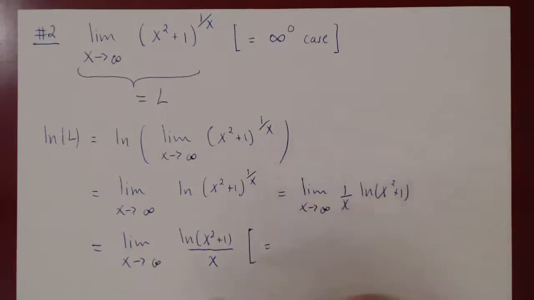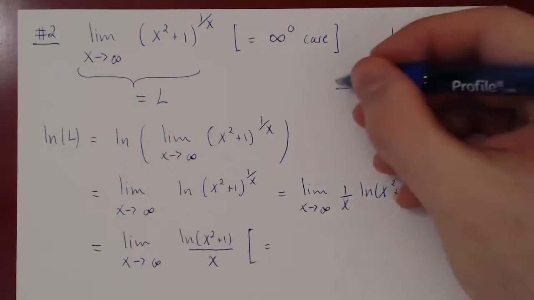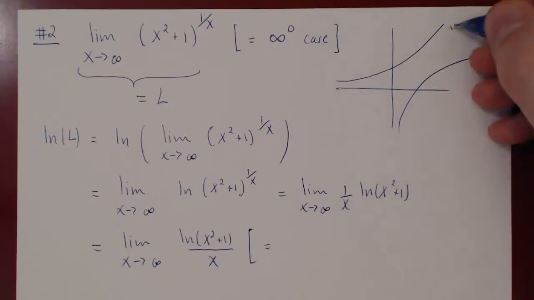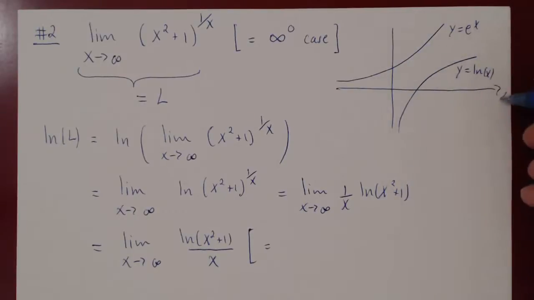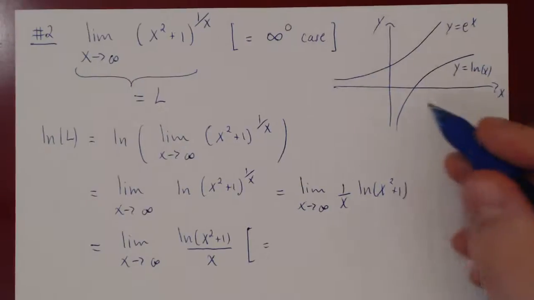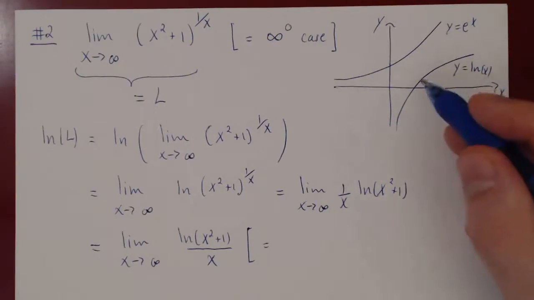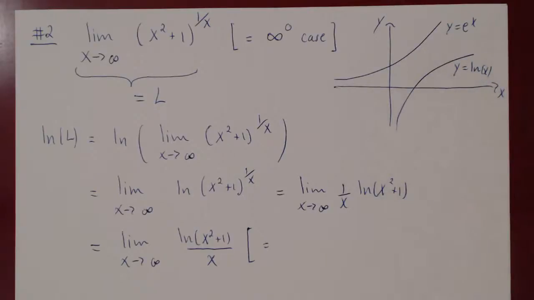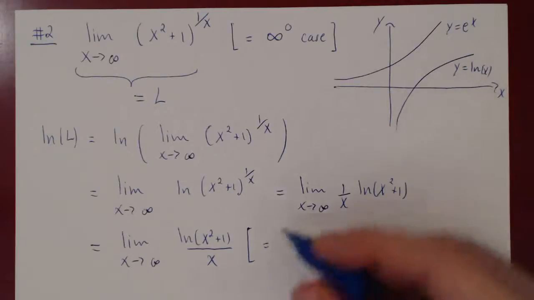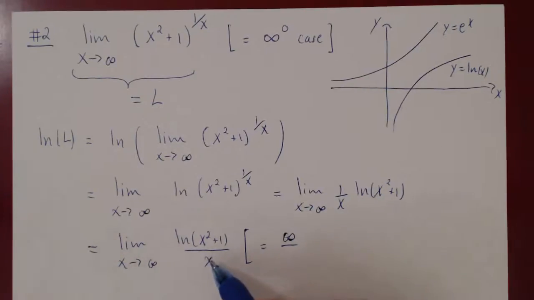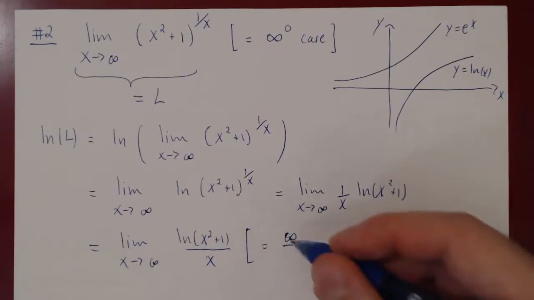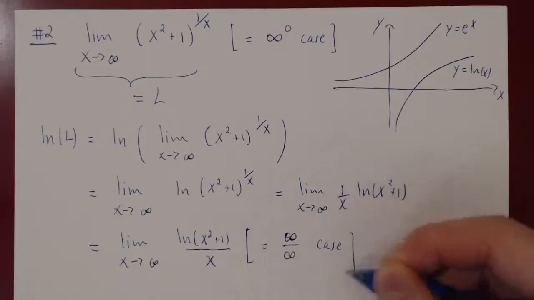Let's look at our case. As x goes to infinity, so does x squared plus 1, but the ln of something which goes to infinity also goes to infinity. If you remember, this is the graph of e to the x, and this is the graph of ln of x. As x goes to infinity, ln of x also will go slowly, but it will get bigger and bigger. It will go to infinity. So you have an infinity over infinity case, and now we can use L'Hopital's rule.